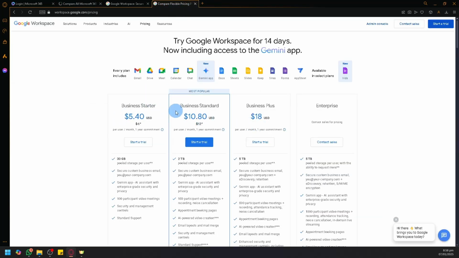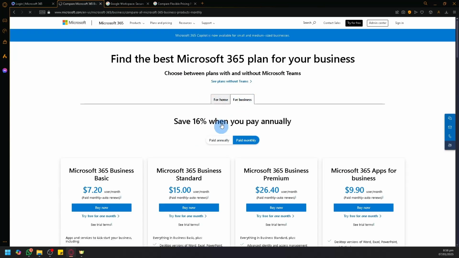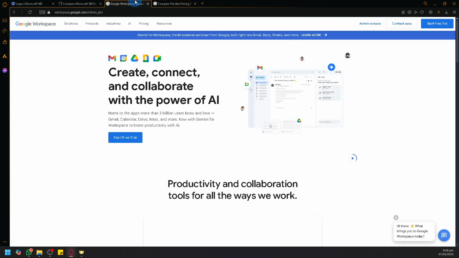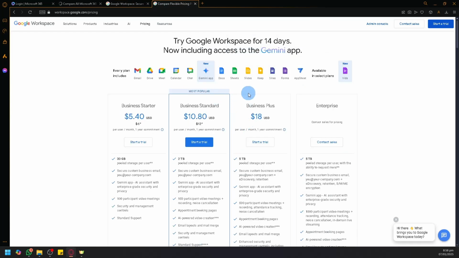So this one is $5.40 right now, $10.80 right now. But normally they have similar pricing. But of course, this one for monthly is going to have different pricing. For this one, I think this is the same price in general. There's no monthly or yearly over here.